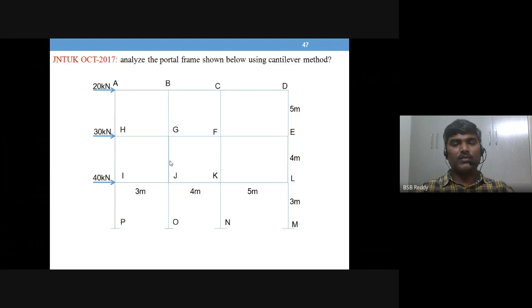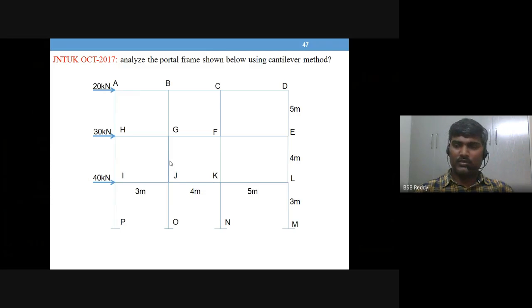Good morning, dear students. Last session we started the cantilever method, the other method in approximate methods for laterally loaded frames. We talked about the procedure. To start with, you have to calculate column axial loads first, then column shear, then beam shear, then beam end moment, then column end moment, then column shear.